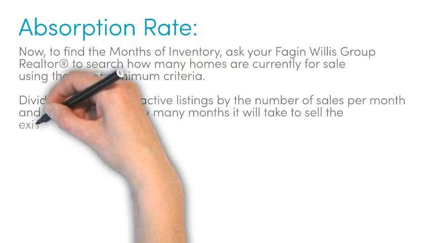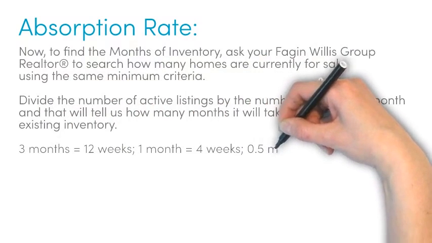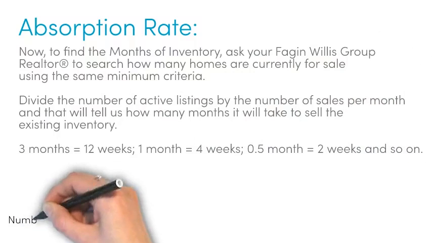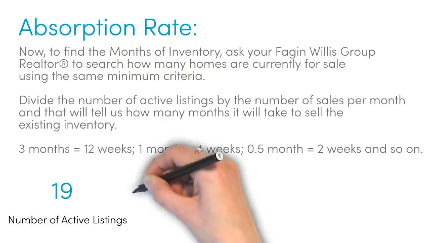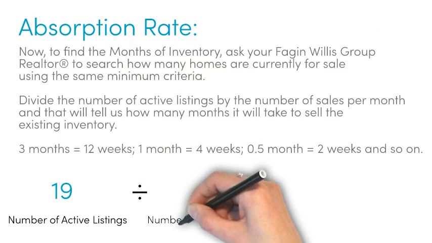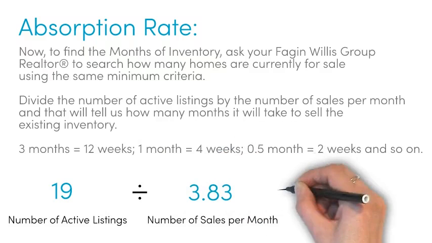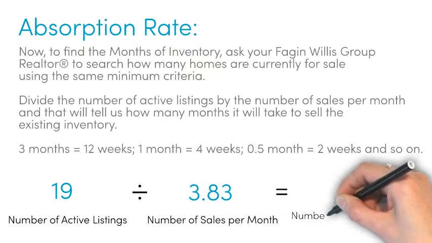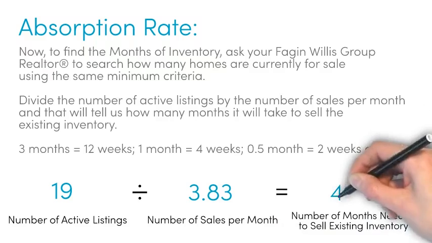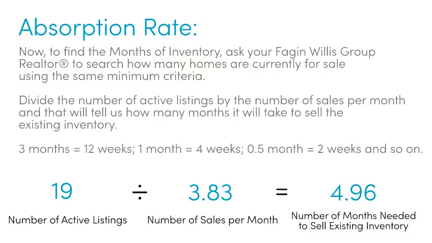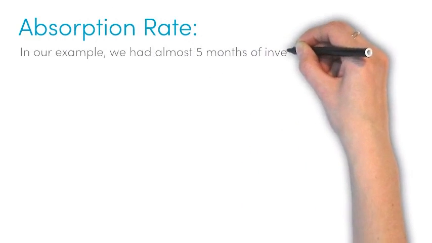For example, 3 months equals 12 weeks, 1 month equals 4 weeks, a half a month equals 2 weeks, and so on. In this case, we have 19 active listings, divided by an average of 3.83 homes sold per month, which gives us 4.96 months of inventory. In our example, we had almost 5 months of inventory.